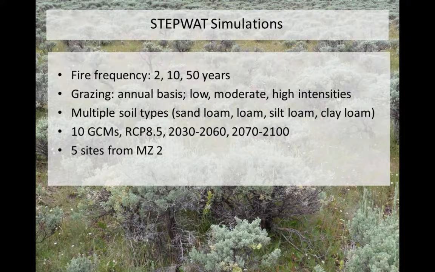And so today I'm just going to summarize results that we have for 5 sites from Management Zone 2, which includes much of Wyoming. These 5 sites were chosen to span the climatic gradients that occur in the management zone, so sites that are found in the hot, dry end to the cooler, moist end at higher elevation. So it represents the climate space.